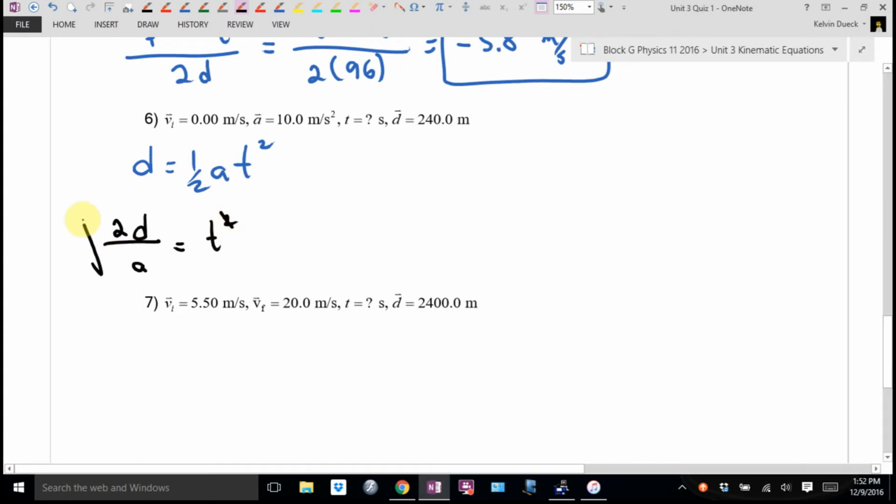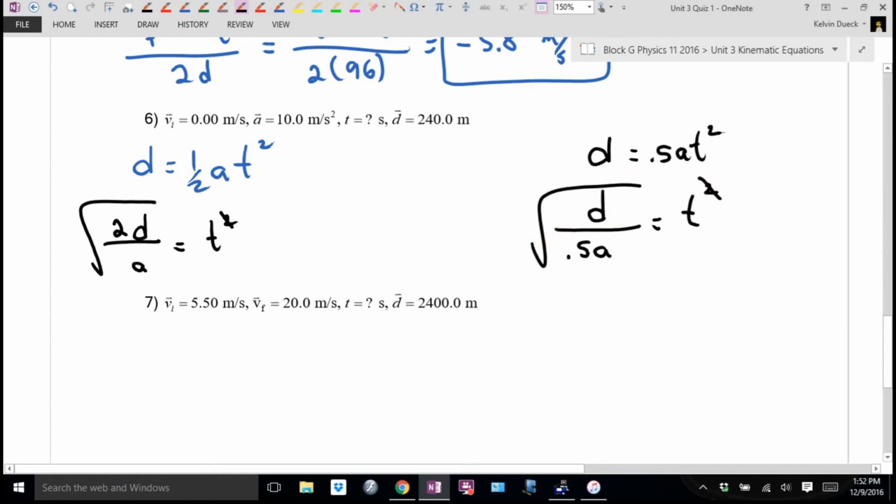Be ready. Now, some of you may have written the equation this way. D equals 0.5 AT squared. Then you would have dropped the d down. You would have divided by 0.5a. You would have said that equals t squared, square root. My argument here, Kevin, is dividing by a half on the right is exactly the same as timesing by 2. And I'm going to prove it to you.